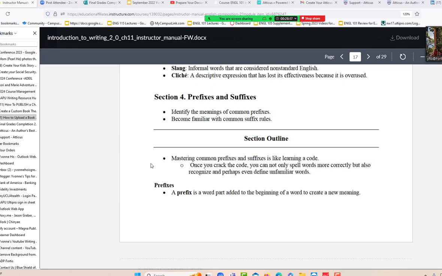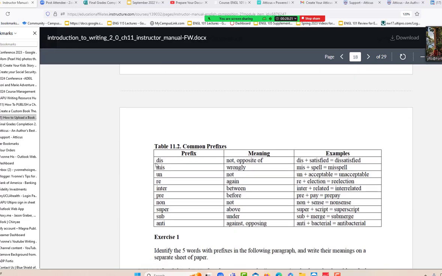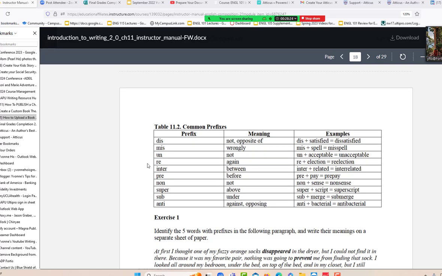Prefixes and suffixes. A prefix is a word part added to the beginning of a word to create a new meaning. Here are some common prefixes that change the meaning of a word. If I say I'm satisfied with my dinner, that means I really liked my dinner. But if I put the prefix dis and say I'm dissatisfied with this dinner, then I don't like my dinner. So the prefix dis changes the meaning of the word satisfy to mean not satisfied.